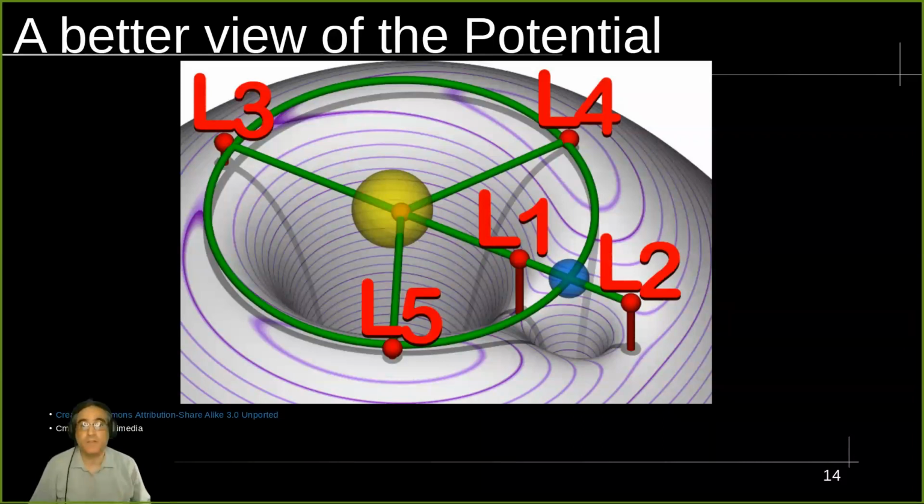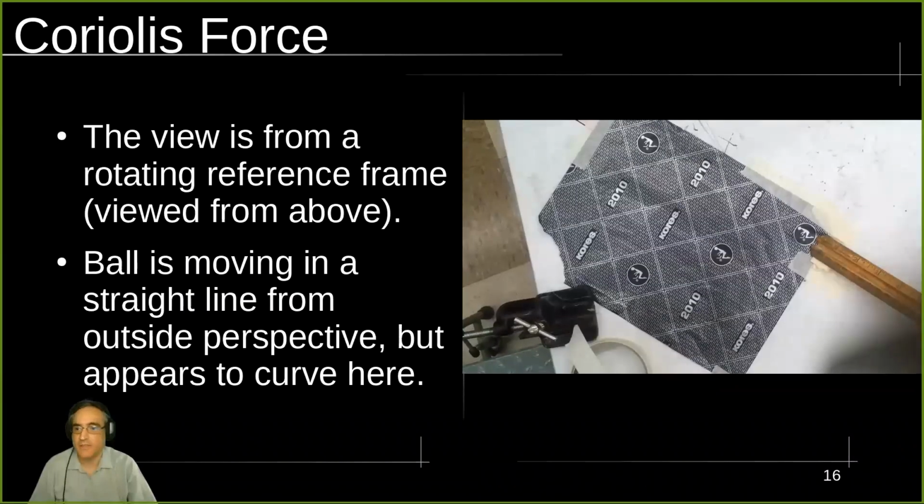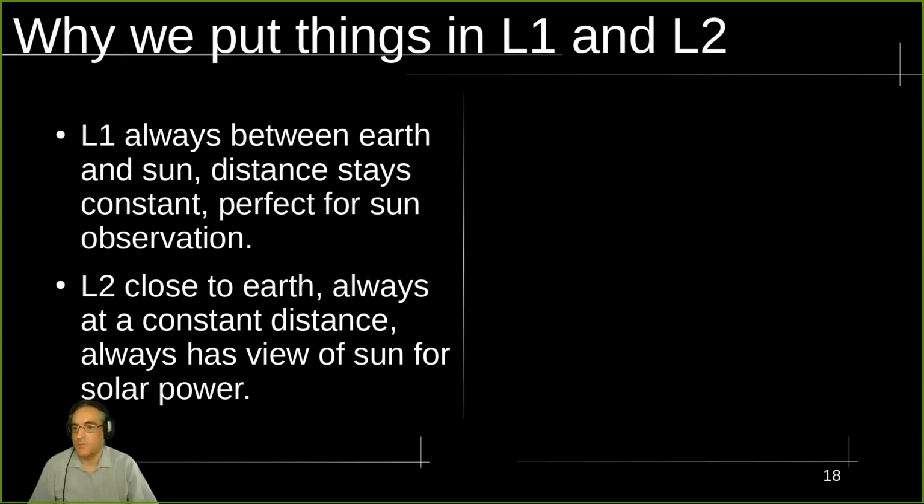Well, hopefully I've shown you something interesting, but I think that is going to be it. So the L1 point is cool because it's always between the Earth and the sun, so the distance will stay constant, and it's perfect for solar observation. You can just sit stuff there staring at the sun, have the Earth behind it, send the data back. L2, it's reasonably close to Earth, always in a constant place, more or less, as long as you steer yourself to stay orbiting it. Has a view of the sun for solar power, and has a nice clear view of a lot of the sky.